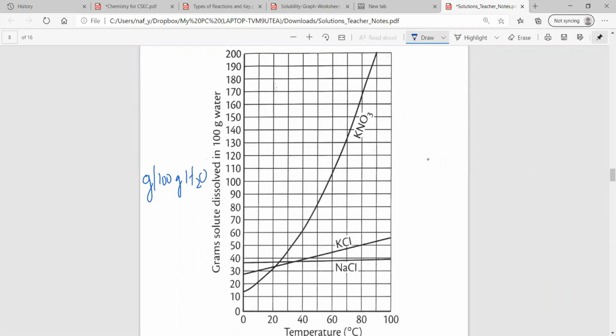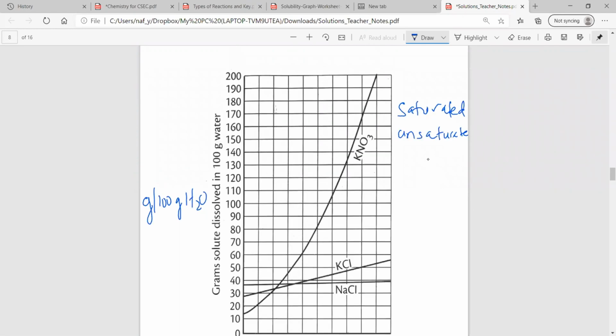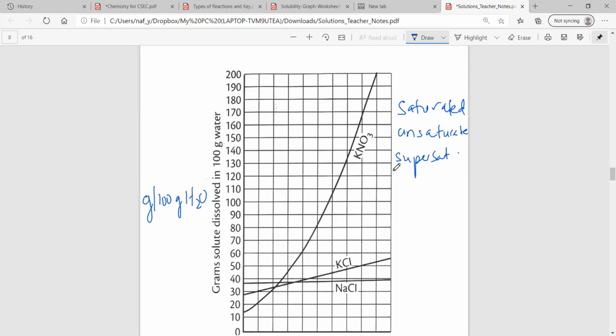Another thing that we can use a graph to do is to decide on whether a solution, given the solubility, is either saturated, unsaturated, or supersaturated, right? And in the last class, we had defined these terms.